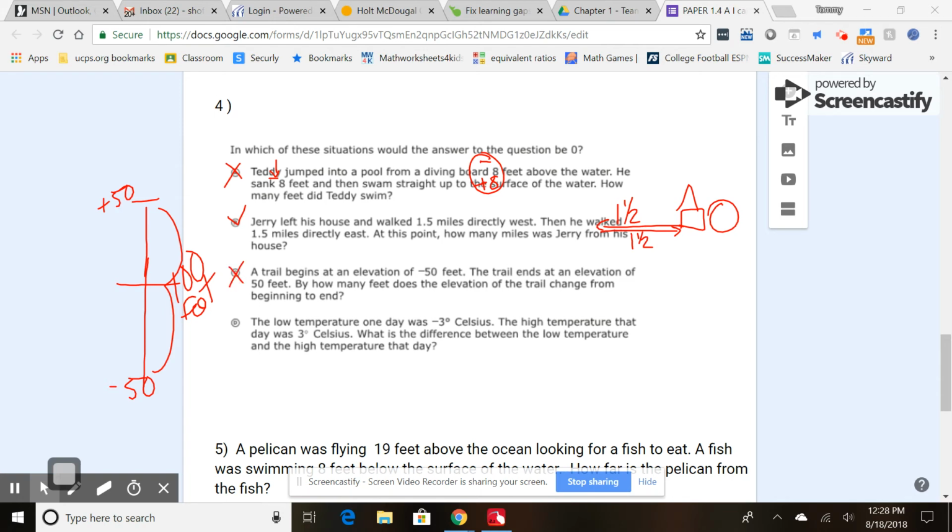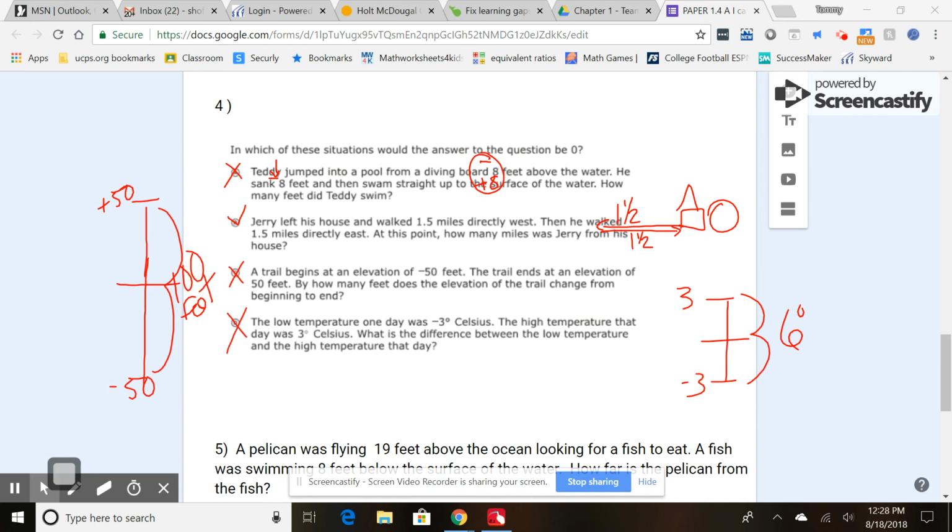Says the low temperature one day was -3 degrees Celsius. So again, vertical number line. So this is -3. The high temperature that day was 3 degrees Celsius. So this is +3. What is the difference between the low and the high temperature that day? Well, this is 3 plus 3, and that's going to be 6 degrees. So it is not D. So we are talking about B.